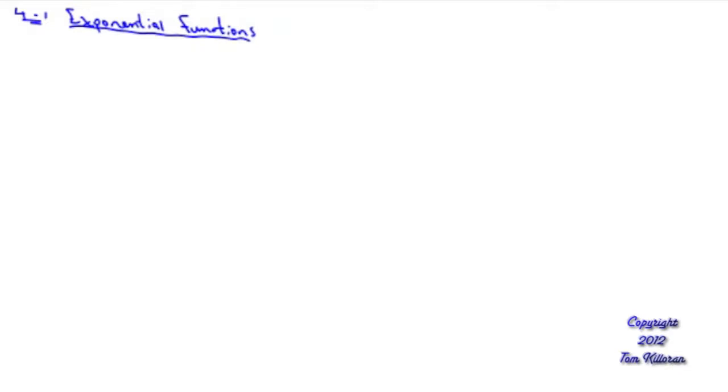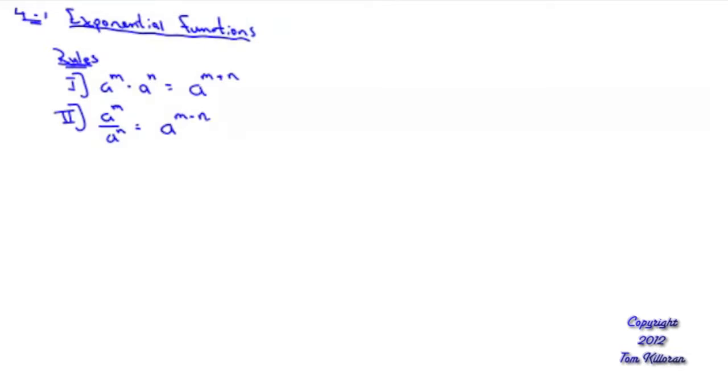Exponential functions. We have to go back and talk about the rules of exponents. You should remember these. a to the m times a to the n is equal to a to the m plus n. Base times a base, you take your exponents and you add them. Rule number 2 that comes in handy is a to the m over a to the n, equals a to the m minus n. And if you have a to the negative n, that's 1 over a to the n.